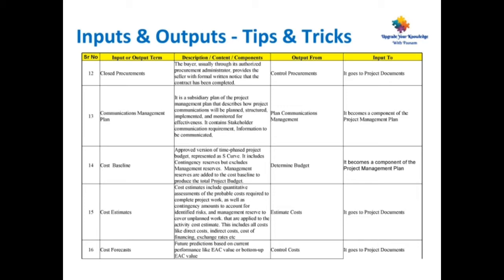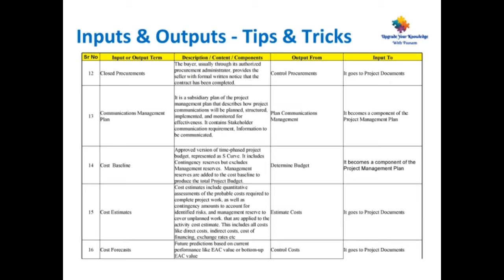Point number 13, communication management plan. It is a subsidiary plan of the project management plan that describes how project communications will be planned, structured, implemented and monitored for effectiveness. It contains stakeholder communication requirements and information to be communicated. This is the output from plan communication management, and the input becomes a component of the project management plan.